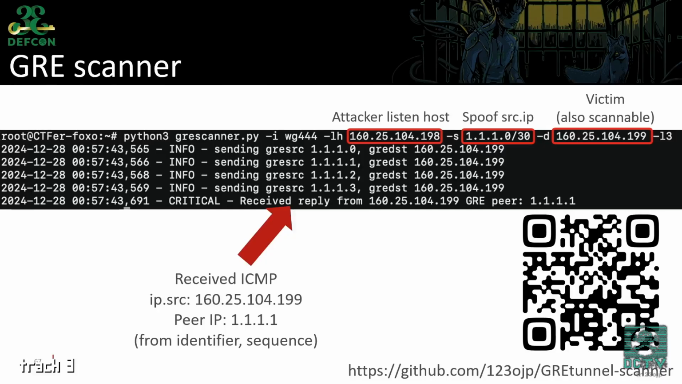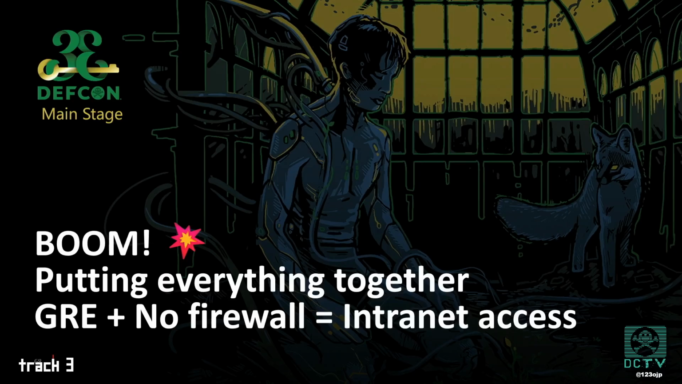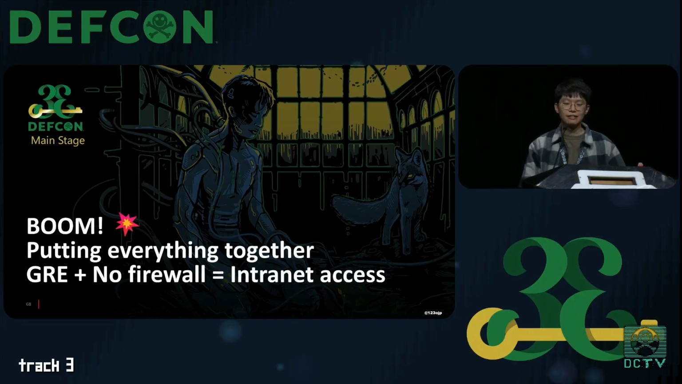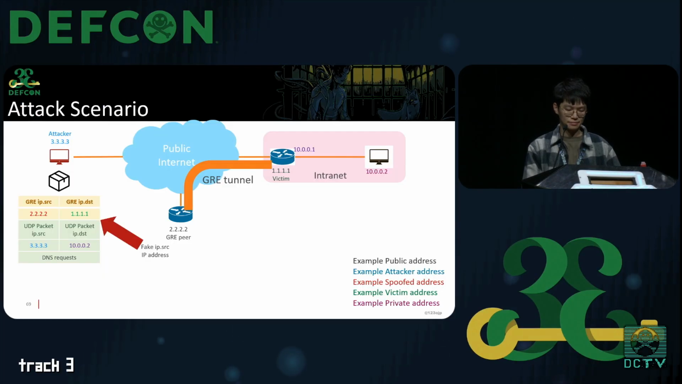We also created a scanner script on GitHub. As you can see, when the GRE source address matches the remote GRE peer address, we can get an ICMP reply. Then we can put everything together to get an initial access.